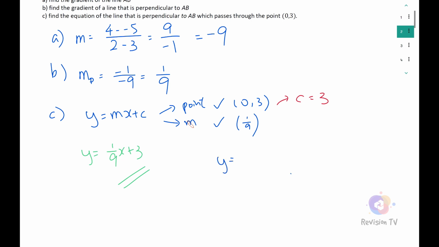Let me rewrite the equation. y equals 1/9 of x plus c. When y is 3, x is 0. So 3 equals 1/9 times 0 plus c. 1/9 times 0 is 0. So c equals 3, so y equals 1/9 x plus 3. You can see the same answer.